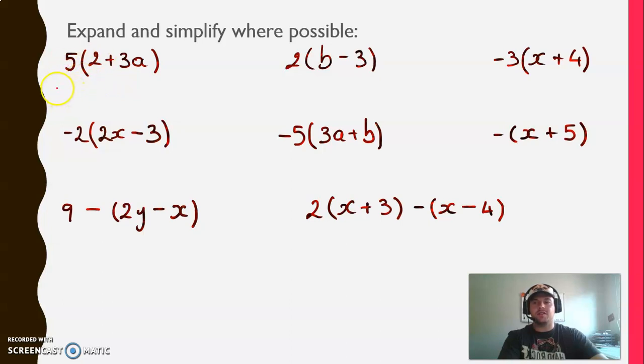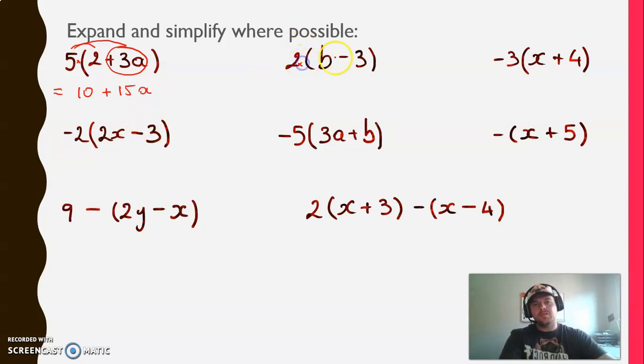So let's take the first example. 5 times (2 + 3a). Always remember there is a times there. 5 times 2, that's 10. Then this is a plus 3a. So 5 times 3a, 5 times 3 is 15, and then we just write the letter there, and this is going to be positive because this is a positive 5 times a positive value here, so it stays positive. Okay, let's move on to this one here.